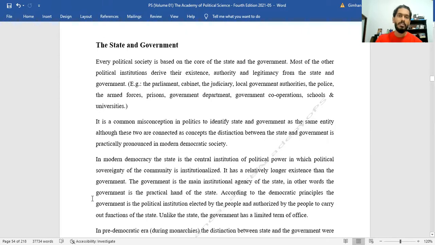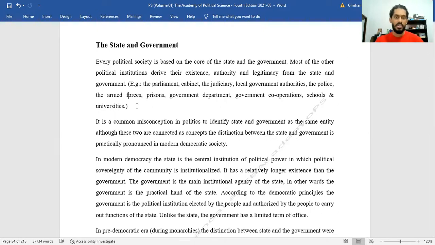So, basically, the state is like the core element, the foundation of the political system we have today, right? A state is basically an organized community, or a politically organized human community. People get together and they form a state.